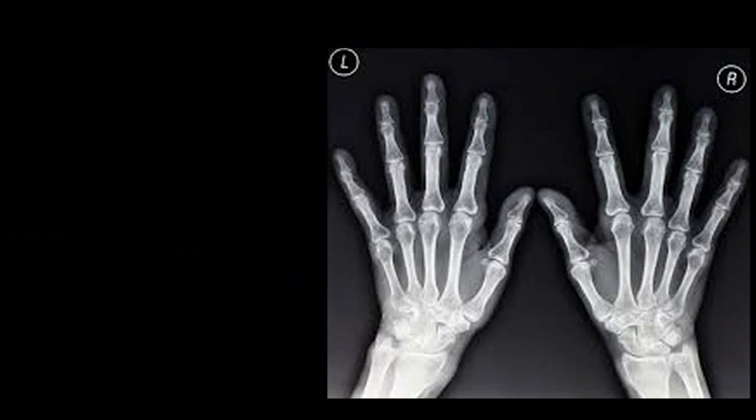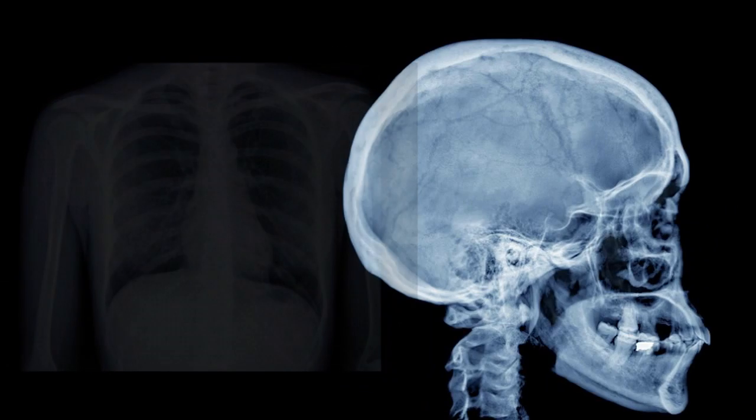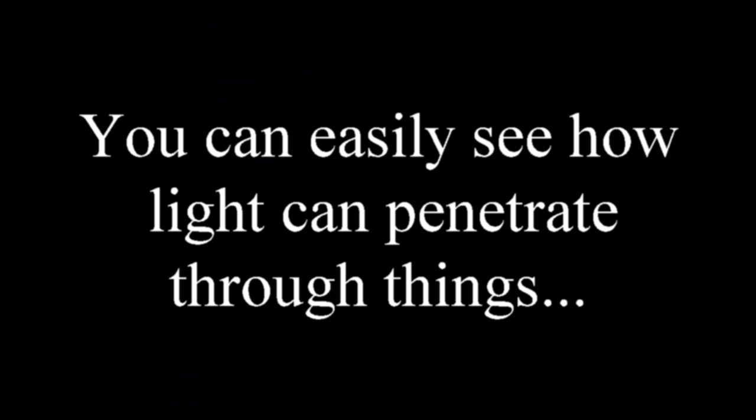We can build detectors in cameras that allow us to photograph light that we cannot see. Perhaps you've seen an X-ray. This is just a photograph that uses light that is not visible to our eyes. You can easily see how light can penetrate through things which we can't normally see.